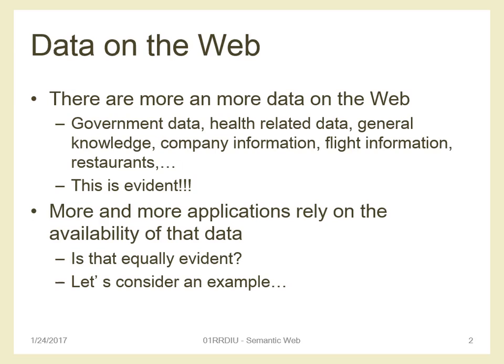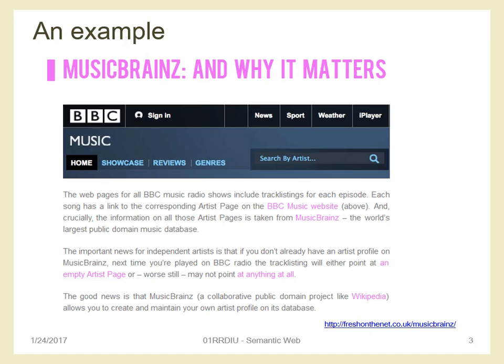What maybe is not equally evident is that there are more and more website applications that rely on existing data. So I found this example that I liked. This is taken from the BBC website, which has an area for music and artists. And they say that the web pages for all BBC music radio shows, for example, include a track list for each episode. Each song has a link to the corresponding artist page on the BBC music website, which is seen here. The information on all the artist pages is taken from MusicBrainz, the world's largest public domain music database.